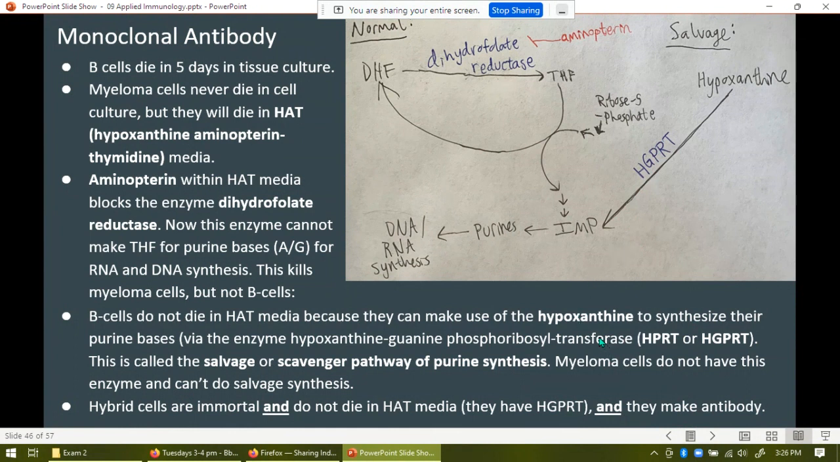Sometimes you might have a couple of cells in a well, sometimes you might have one. If there's a cell still alive in your well, then you have made a hybridoma cell that is immortal and hopefully makes your antibody. So once you do that, you're going to have to make sure that the antibody is directed against your antigen of interest, right?